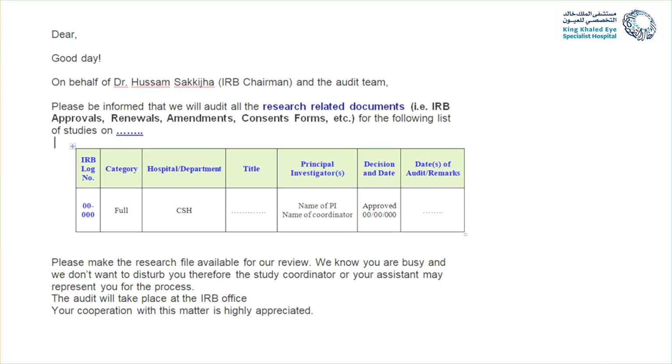What I try to do, monitoring is always not nice. When you call somebody for monitoring, they start being anxious. I always try to encourage them and say, this is a routine visit. It's meant to make sure everything is okay. We're not here to cause any difficulty for anybody. So I send them a nice letter saying, we are going to monitor your study, please make the file available. We respect your time. If you're busy, just get me the file.